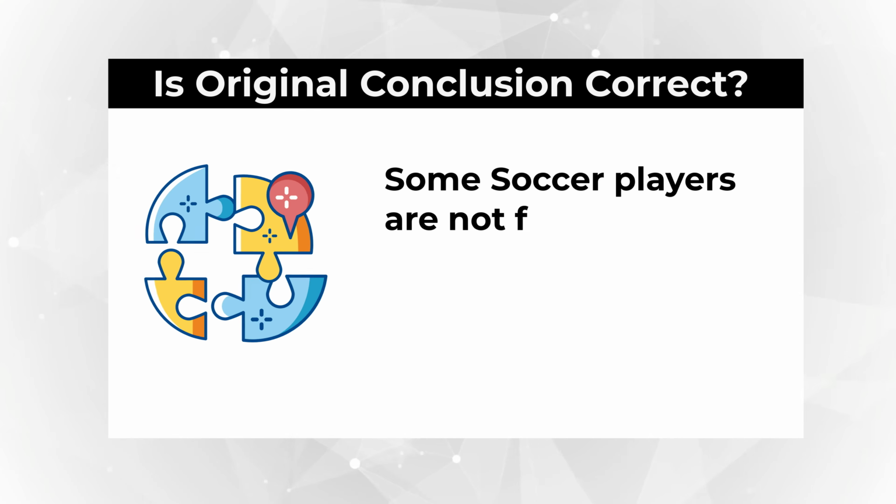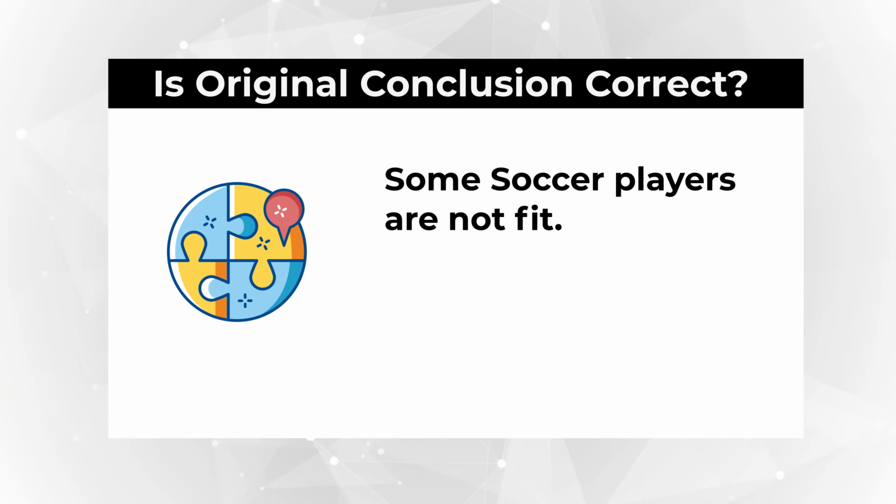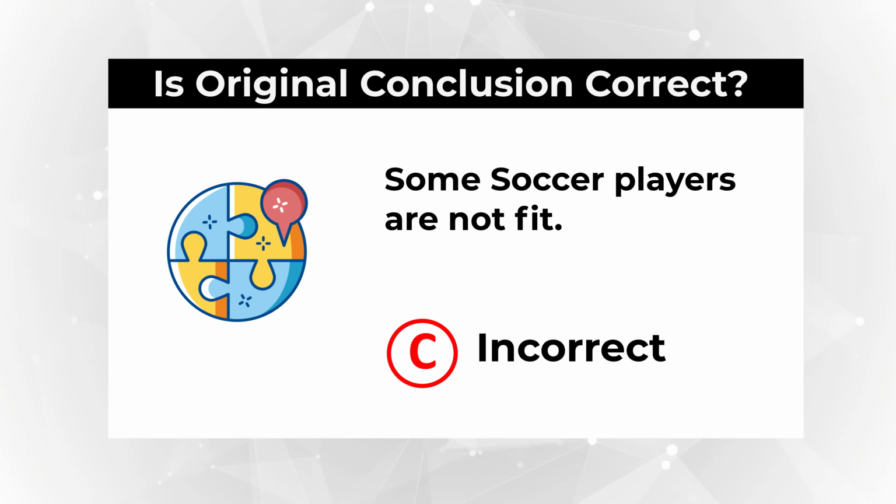Based on these 2 statements, we can reasonably say that A equals C, which would mean that all soccer players are fit. Our question, though, asks us if some soccer players are not fit. Do you think it is correct? Based on the information provided, it is not correct. So the correct choice here is choice C, incorrect. Because the correct answer based on the information we have is all soccer players are fit.